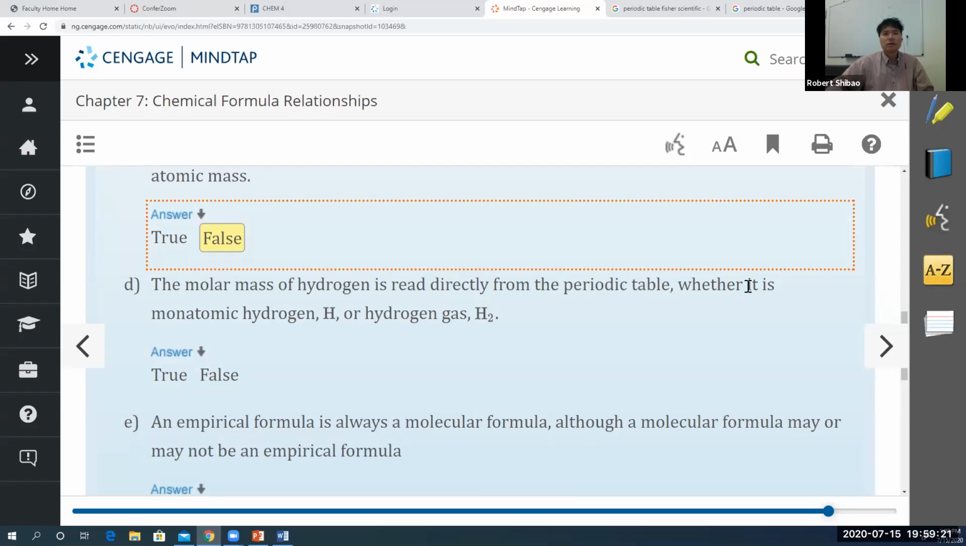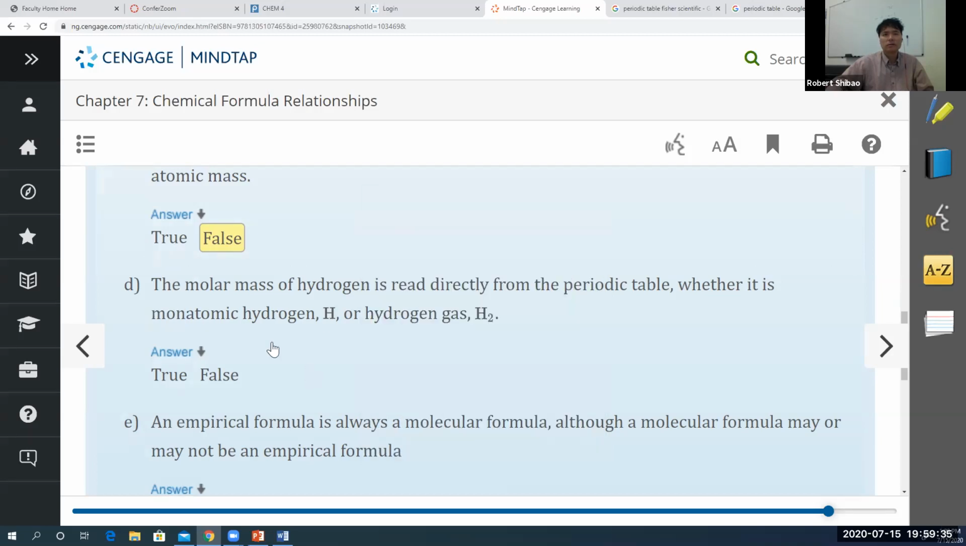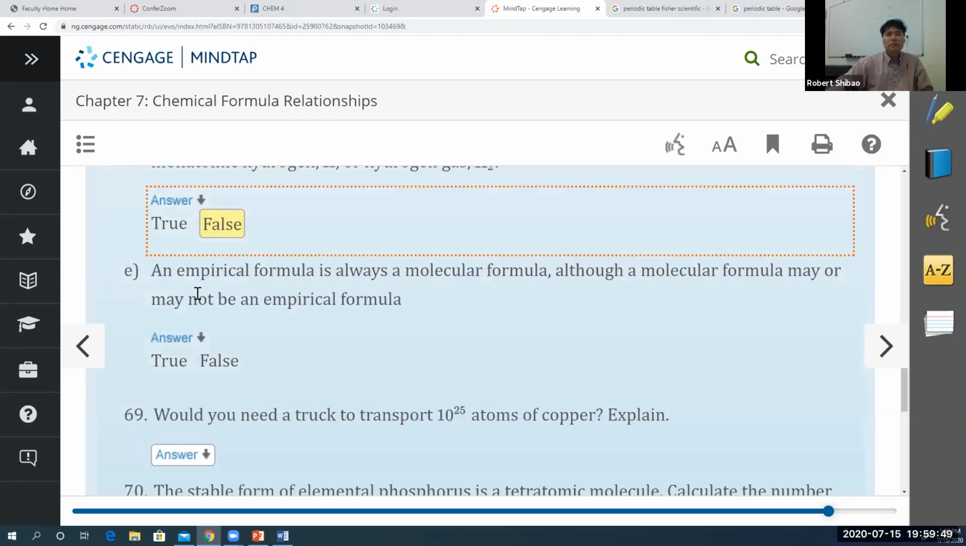The molar mass of hydrogen is read directly from the periodic table. Yes. Whether it is monatomic hydrogen or hydrogen gas, no. Hydrogen gas, we have to double atomic hydrogen. Why do they call it monatomic? I don't know. It's just atomic hydrogen. You can do whatever. So we don't call it monatomic hydrogen. We just call it atomic hydrogen, or hydrogen gas, or diatomic hydrogen. An empirical formula is always a molecular formula. That's false. Although a molecular formula may or may not be an empirical formula, empirical is not always molecular. We just saw that in the last 2 examples.